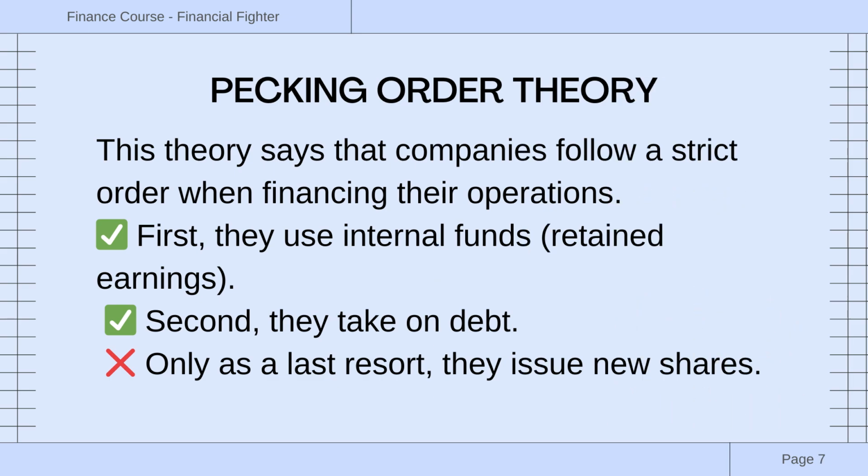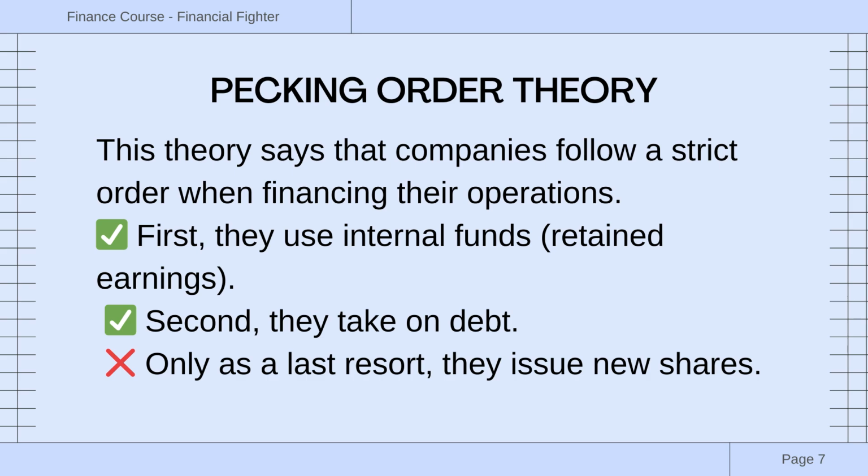Pecking order theory. Finally, let's talk about the pecking order theory. This theory says that companies follow a strict order when financing their operations. First, they use internal funds, retained earnings. Second, they take on debt. Only as a last resort, they issue new shares. This means that when companies rely more on internal funds, they have less money left for dividends.